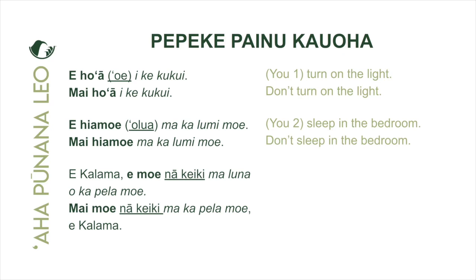Let's take a look at this. E kalama, e moe nā keiki ma luna o ka pela moe. All right, so this is a review of everything that we've learned thus far. E moe, sleep. Who's sleeping? Nā keiki. Where are they sleeping? Ma luna o, on top of something, right? What is that something? Ka pela moe, the bed. All right? E kalama, e moe nā keiki ma luna o ka pela moe. Kalama, the kids should be sleeping or will sleep where? On top of the bed. Okay, let's take a look.